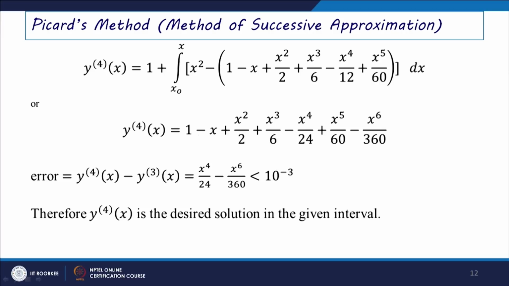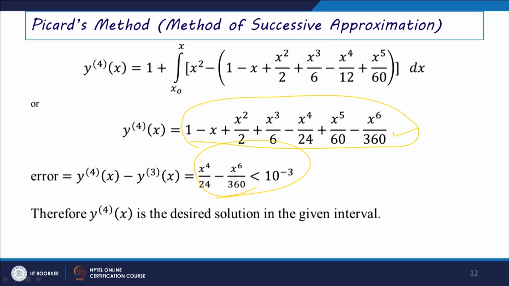Then we have to go for the further step, y4 of x, which is nothing but y0 plus the integral from x0 to x of f of x and y to the power 3 into dx. Putting that value in, we obtain y4 of x as 1 minus x plus x square by 2 plus x cube by 6 minus x to the power 4 by 24 plus x to the power 5 by 60 minus x to the power 6 by 360. And if we compute the error at the same point, x equals 0.2, we find that this error is less than 10 to the power minus 3.